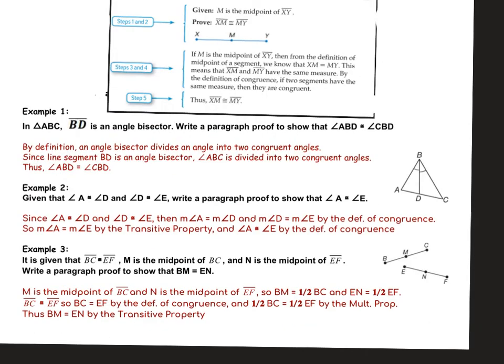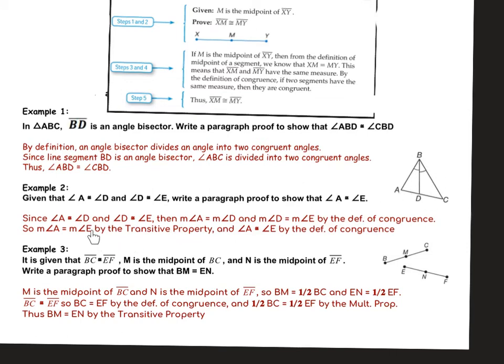Now, just to provide you with two more examples here, we have given that angle A is congruent to angle D, and angle D is congruent to angle E. Write a paragraph proof to show that angle A is congruent to angle E. And so this is just in reference, just in general. It is not in reference to this triangle here.